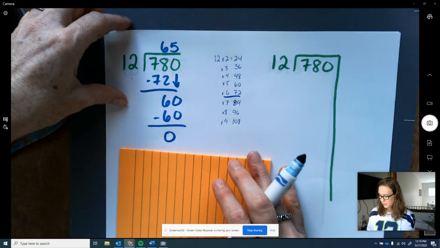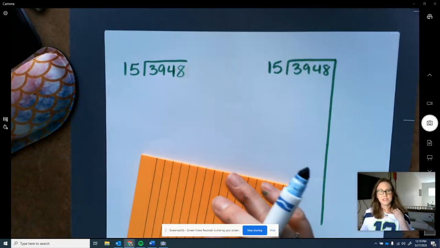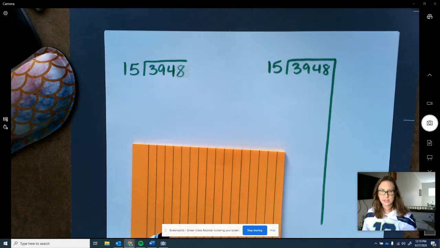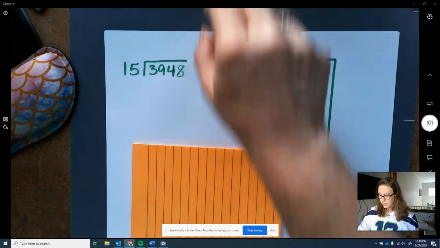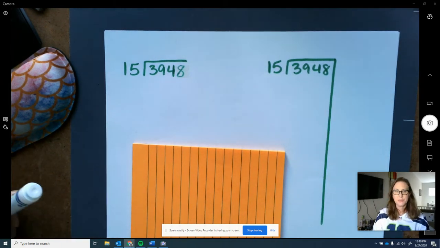All right, last one. 15 into 3,948. All right, I don't know my 15s very well, so I'm going to write them down, but you go ahead and solve it.